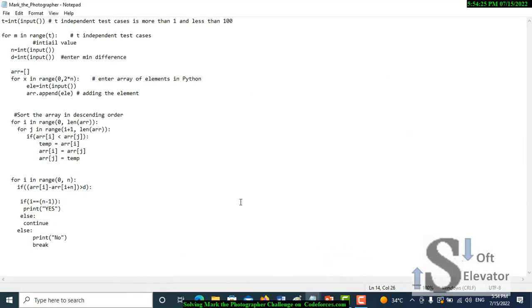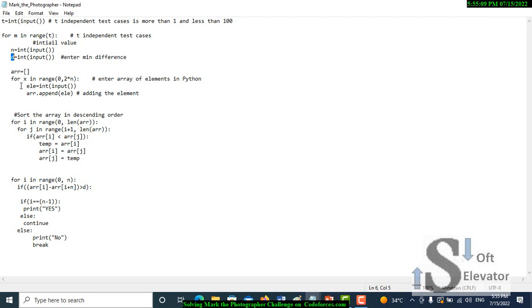The solution is here. I enter the number of tests using a t variable as in every example, and here we have a for loop, for m in range of t. We have n, the number of people in the row, and we have d, the difference in height. So I entered the number of tests, and each time I have 2 lines, n the number of people and d, the difference in height between two persons.